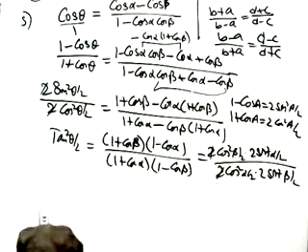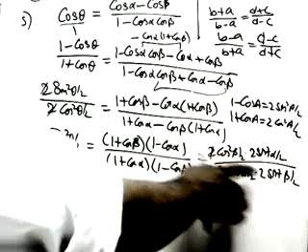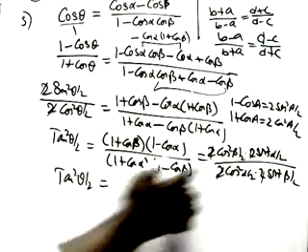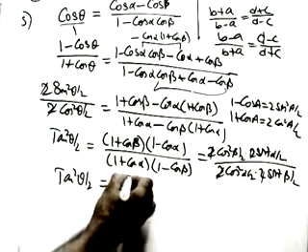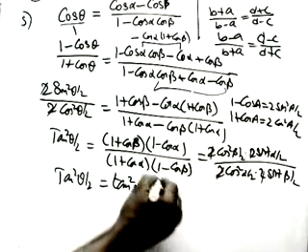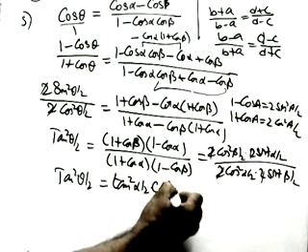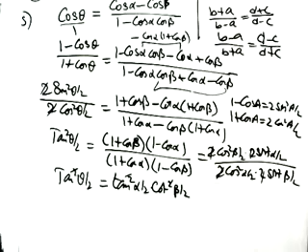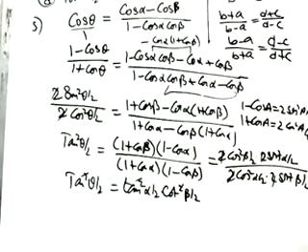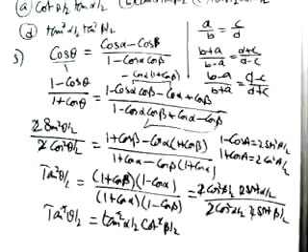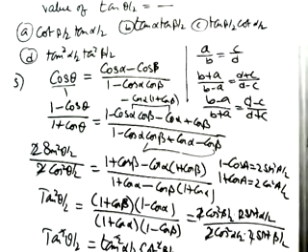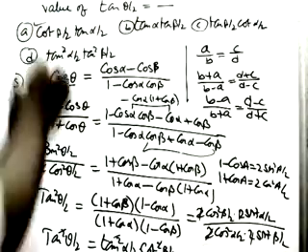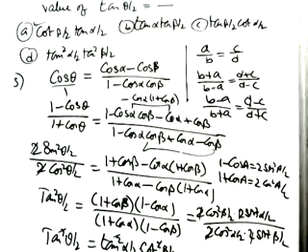Now what can we do? See here, cos by sin is cot square beta by 2. This 2 will get cancelled. Tan square theta by 2 equals sin by cos, tan square alpha by 2, cos by sin, cot square beta by 2. Now you cancel the square. So what is left here? Tan theta by 2 equals tan alpha by 2 into cot beta by 2. Let me see which is the answer. What is the answer? Tan alpha by 2 into cot beta by 2.